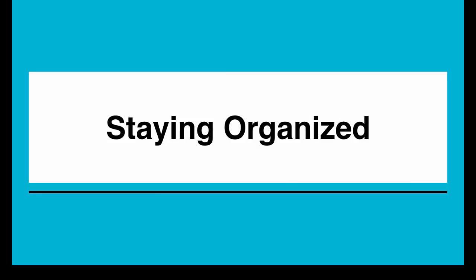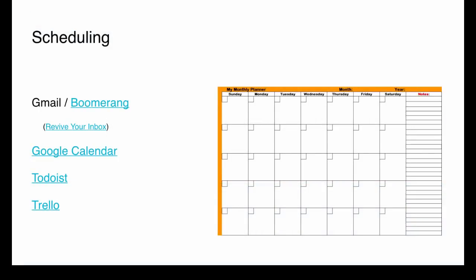I'm going to start looking at staying organized, which is something every homeschool mom needs to do. And to start off, we're going to look at scheduling. Gmail is very useful to use as your email client. One of the reasons is you do have the option of separating out what's more important to you and what your promotions are. There are also some tools you can use.